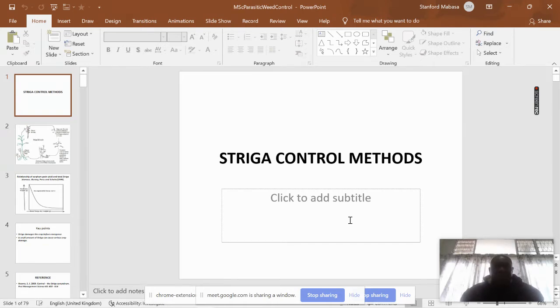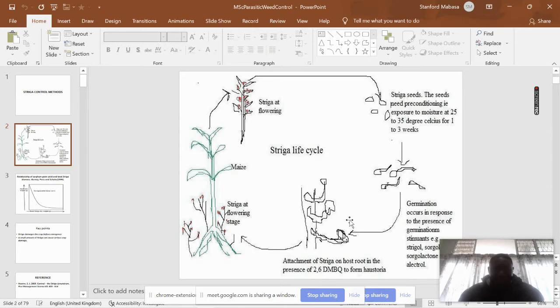Anyway, we are going to talk about the Striga control methods. Now, if we are going to successfully control Striga, we need to understand the life cycle of this parasite so that we can come in with the interventions.